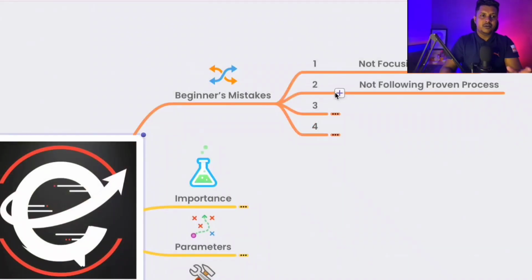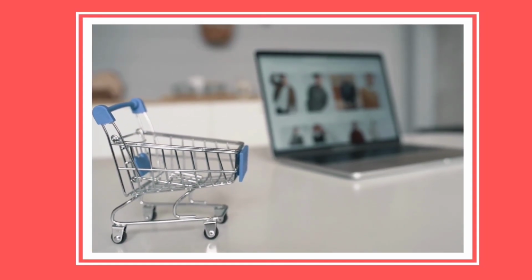The second mistake is not following a proven process. You cannot just randomly find designs from Google, start running Facebook ads and generate sales. It doesn't work like that. You need to make sure that you are selecting winning designs, and that you are validating the designs in the market.